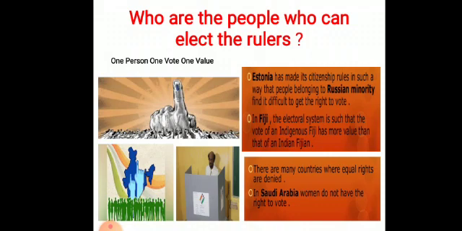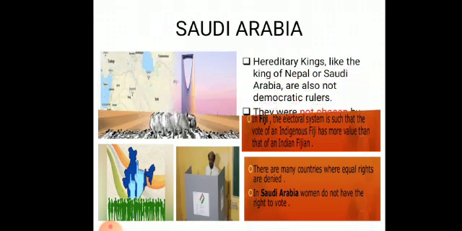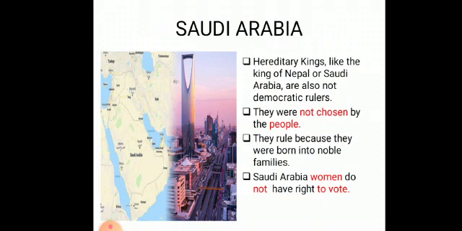Example of Estonia. The people living in Estonia who are from the Russian minority find it very difficult to get voting rights. A similar case is Fiji. In Fiji, if you have Indian origins, it is very difficult to cast your vote. Only indigenous Fijians get the right to vote. Until 2015, in Saudi Arabia, women did not have the right to vote. So it was very difficult to have one person, one value of vote. Definitely, these countries are not following a democratic government.